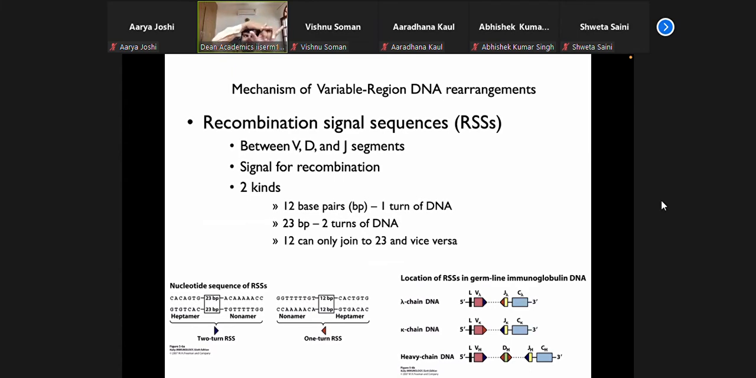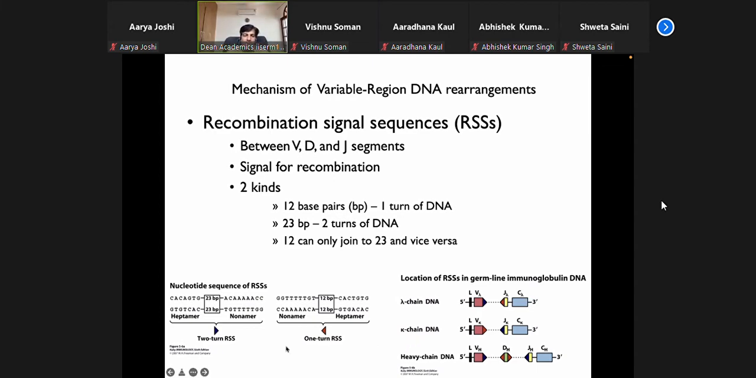These are recognized by the recombinases, RAG1 and RAG2 enzymes. Obviously, many more enzymes were discovered subsequently, but the critical role is played by RAG1 and RAG2. They recognize these sequences, sit in there and cut, and as a result of this cutting they bring these segments closer. And this bringing them closer is going to generate the rearranged segments, right?